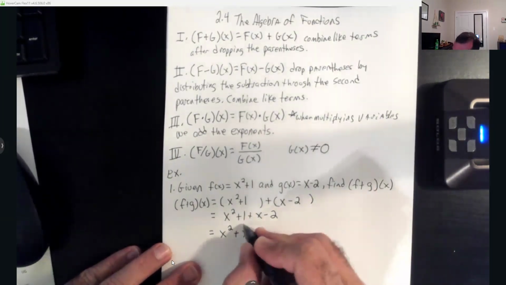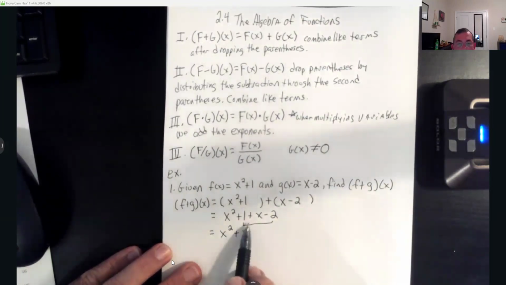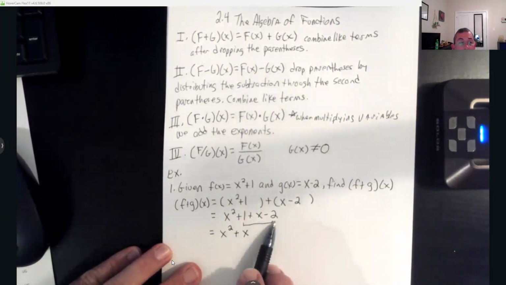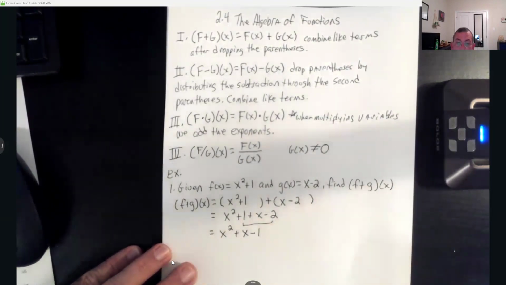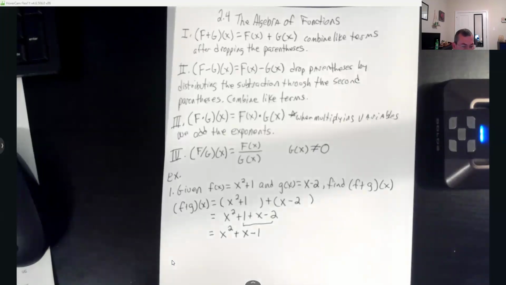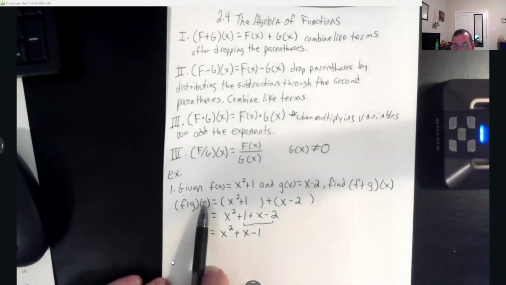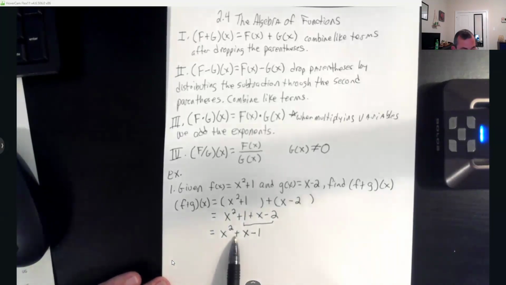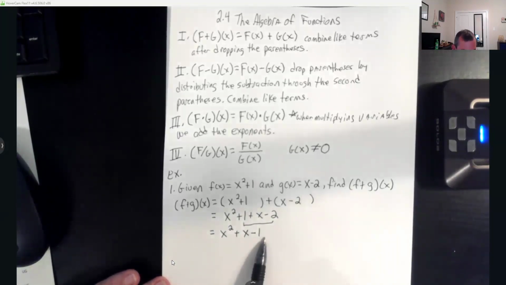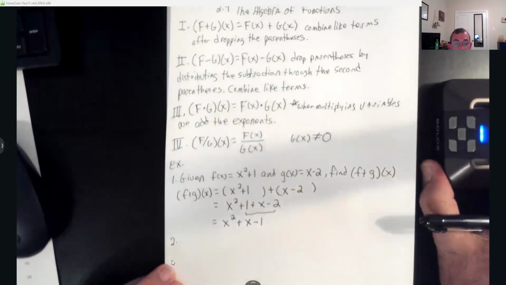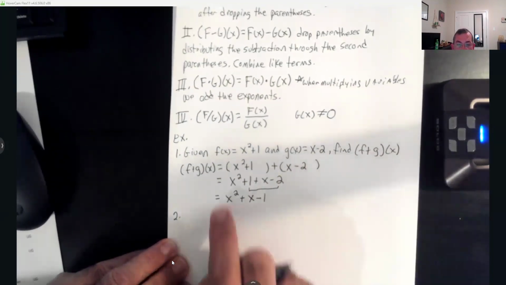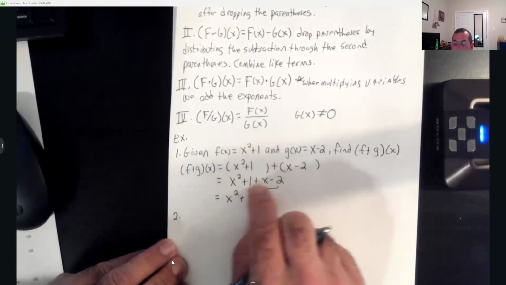So y'all look at this. I do have like terms. I got a positive 1 and a negative 2. If you add them together, you get a negative 1. So f plus g of x equals x squared plus x minus 1. Okay, y'all? So that's the trick on it. Keep up with all the operations you're doing. And notice we didn't change any of the variables, okay?